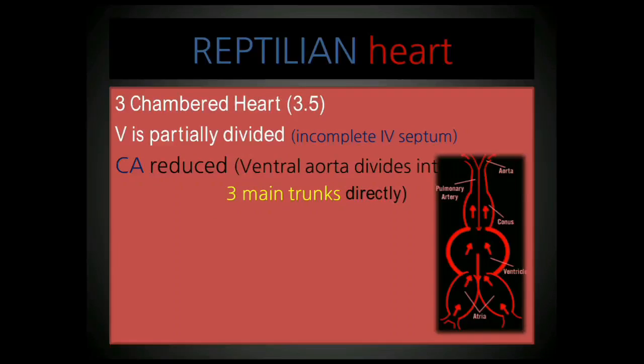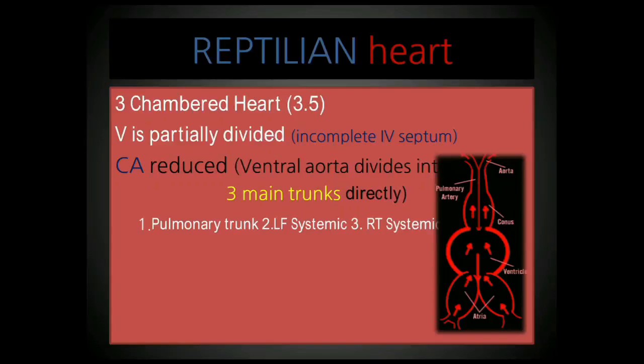Now students, if I go further, the conus arteriosus is also reduced to some extent. The ventral aorta divides into three main trunks directly. As the conus arteriosus is reduced in this case, the ventral aorta will be dividing into three main trunks.